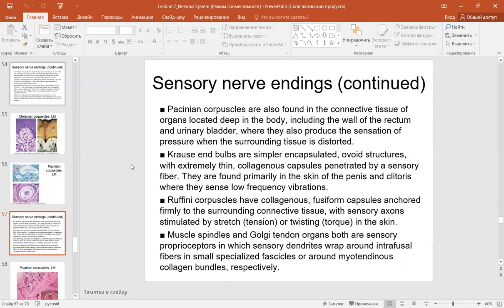Sensory nerve endings, Pacinian corpuscles, are also found in the connective tissue of organs located deep in the body, including the wall of the rectum and urinary bladder, where they also produce the sensation of pressure when the surrounding tissue is distorted.